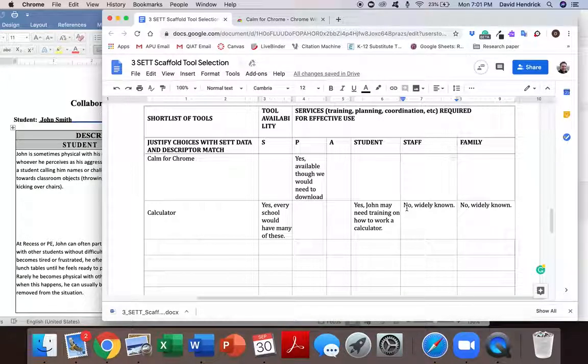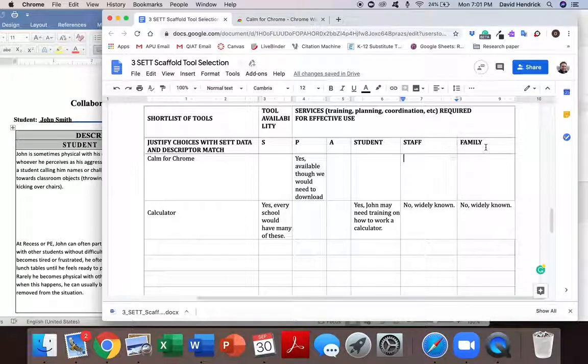Is it just the general education teacher? Is it the general education teacher and the aides? Is it the teacher, the aides, and also the principal? Is it the front office? Is it the custodians? Who knows? Basically, anyone staff-wise, will they need training? Why or why not? This one, calculator, that's easy enough. No staff is going to need training for a calculator.